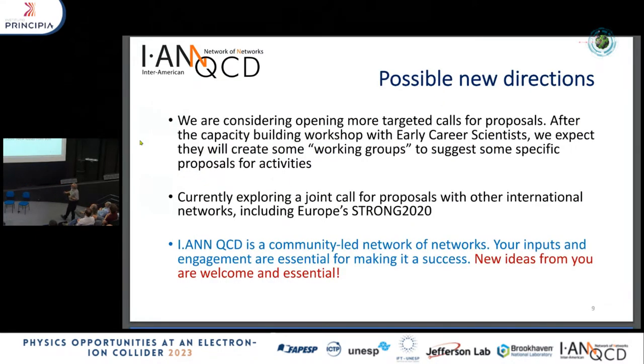There are also new directions. We want it to be driven by new ideas. If you have a better idea that you want to pursue, you should propose it to us, and we will try to implement it as best as we can.